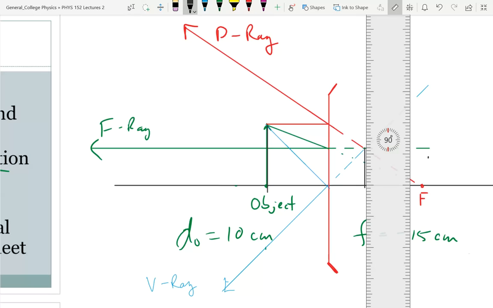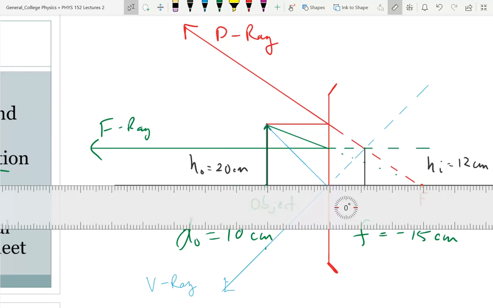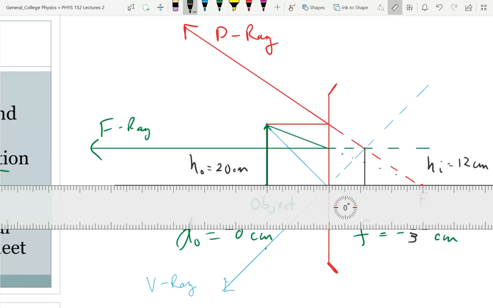So that's a height of 12. So height of image equals 12, and I'm just going to put U for unit. My height of the object was 20 units. Oh, actually, I put centimeters before. And then measuring my distance, actually, my distance of the object was 20, wasn't it? I put 10 here, but that's 20. My focal length then was 30, minus 30. And this is an image distance of, come on, 5, 10, 11.2.